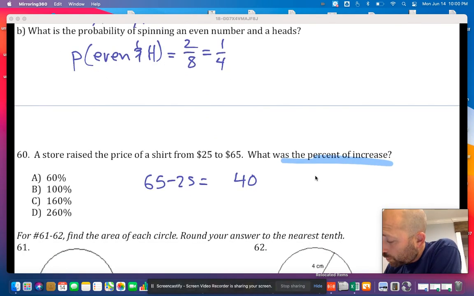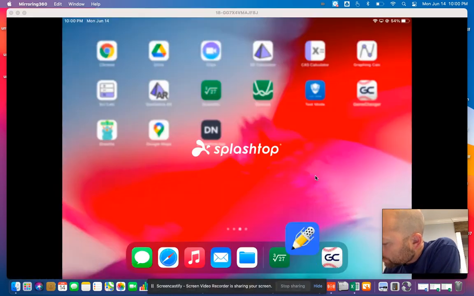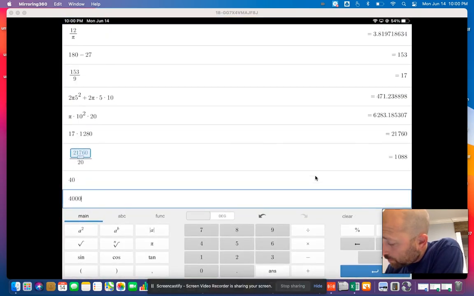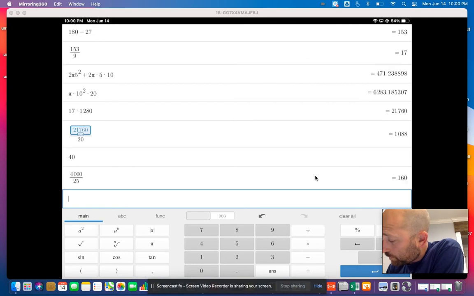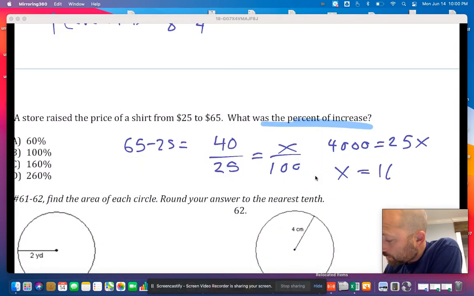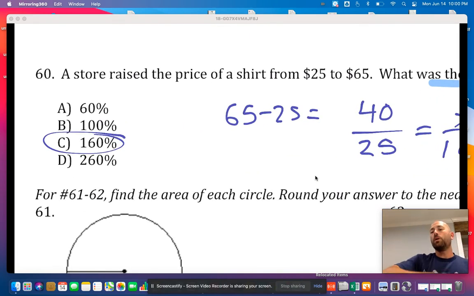So 40 over 25 is equal to x over 100. So we'll have 4,000 equals 25x. Let's do it. 4,000 divided by 25, so x is equal to 160. That's 160%. That seems like a lot, but that went up more than the amount it started at.